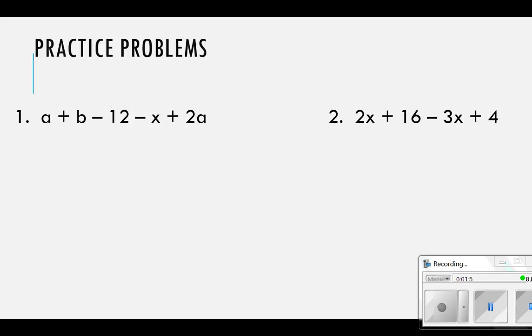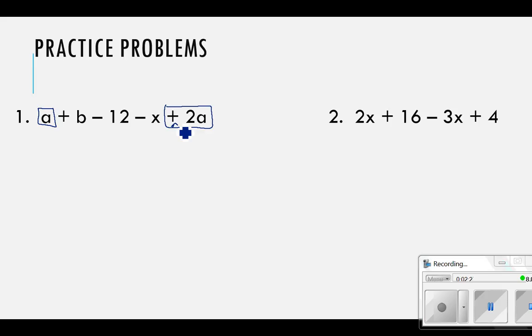Here are two practice problems. Looking at the first one, a plus b minus 12 minus x plus 2a. I'm going to first look for things that are the same. I'm going to draw a box around the a, and then look through the rest of the problem to see if there are any other a's that I can combine with it. That's going to be the 2a, and I have to put the plus sign in front. Always include the operation or the symbol that is in front of the term.